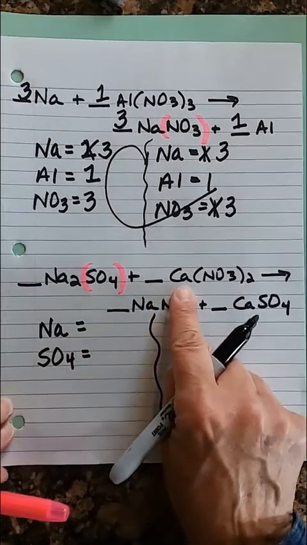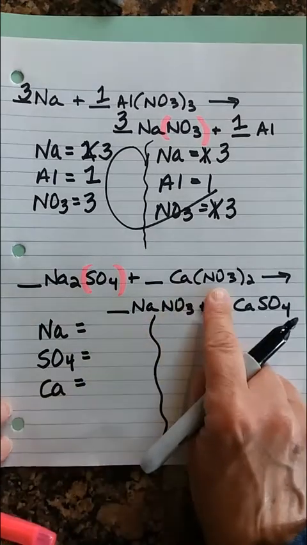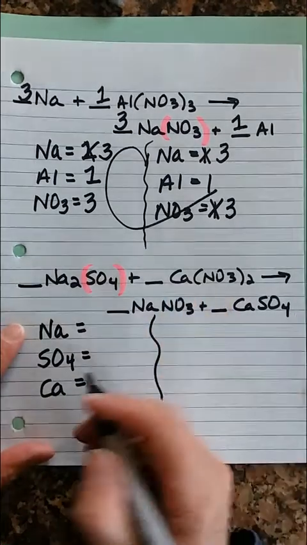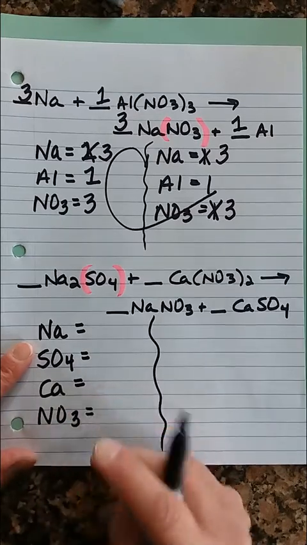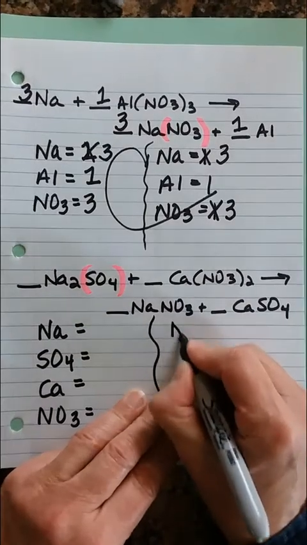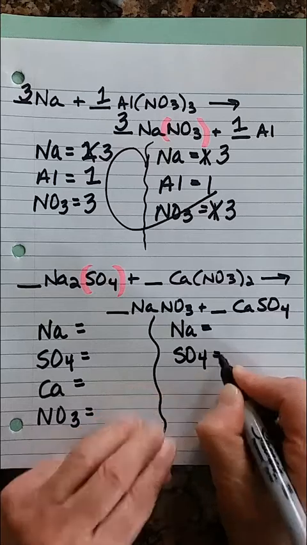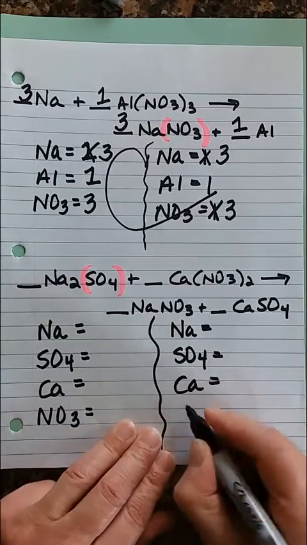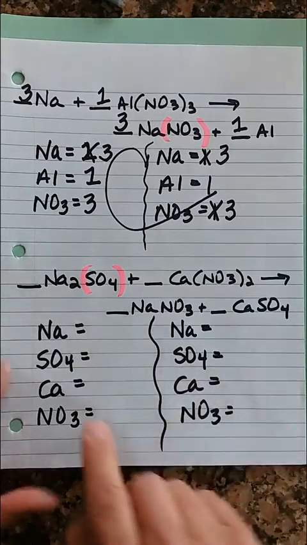Okay, then I go here, I have Ca, and now I have NO3, and NO3 is in a parenthesis. That's my other polyatomic ion. So now I'm going to rewrite this in the same order here. So Na, SO4, Ca, and NO3. Okay, now I'm going to start counting.